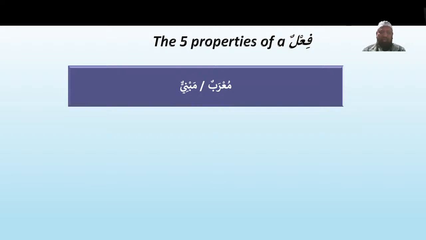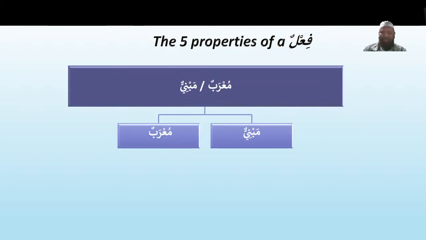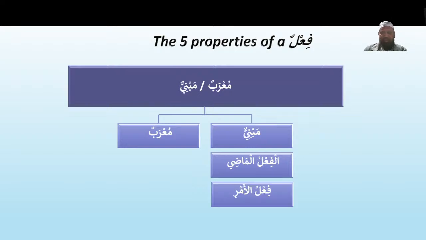So mu'rab will go into one of the slots, but the mabni fi'l don't go into one of the slots. It doesn't have slots. So what are the mabni fi'l and what are the mu'rab fi'l? Mabni fi'l is only two: al-fi'l al-madi and, sorry, al-fi'l al-madi and fi'l al-amri. And mu'rab is only one: al-fi'l al-mudari'.